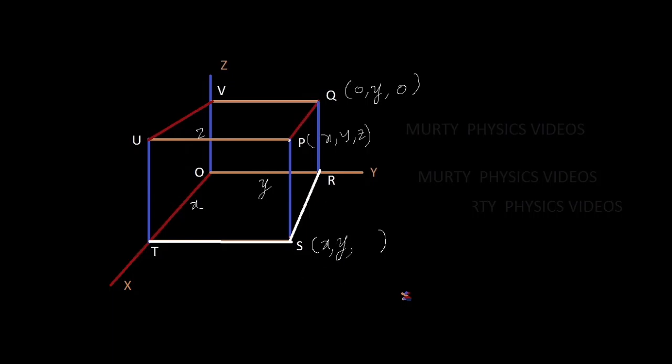Now let us see what is Z coordinate. If you draw a perpendicular from this point S onto the Z axis, this is the Z axis, this line is perpendicular to the Z axis. This line cuts the Z axis at point O. Therefore, the distance of this intersecting point from the origin is 0. Therefore, Z coordinate is 0. In this way, we can find the coordinates of any point of the cuboid.